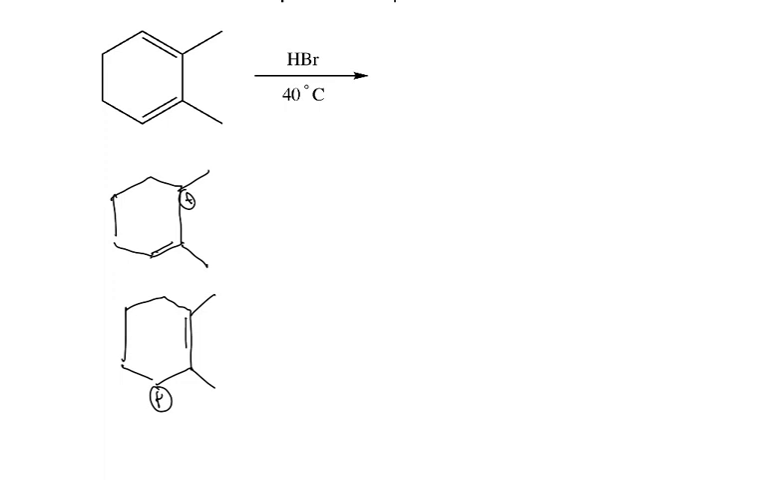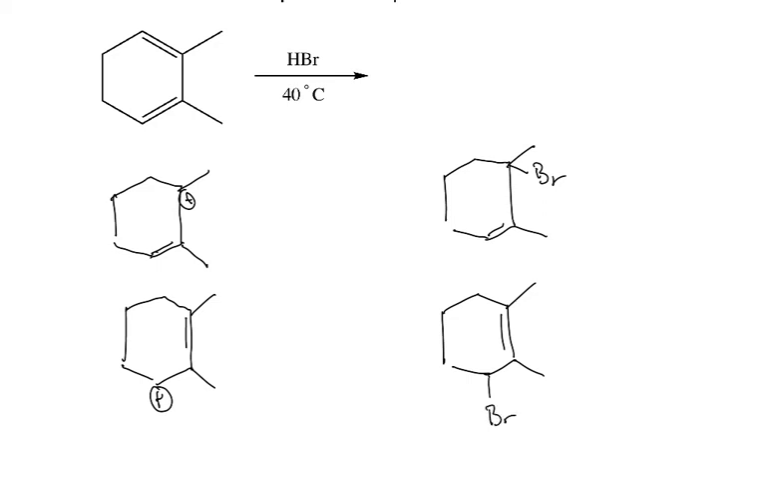All right, so if I consider this resonance contributor, the bromine in the product is going to add there. So I have one of my products, which is going to be that. And if the bromine adds to this resonance contributor, it's going to go down there. So my other product is there. So between these two products, I want to decide which one is going to be the major product.